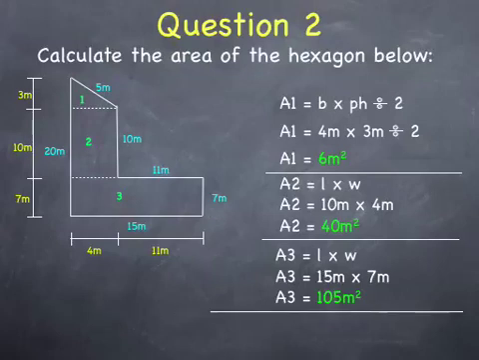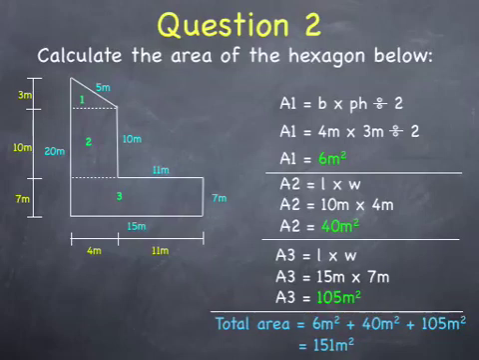Now my total area for the whole shape, I've just got to add all 3 together. And there it is there, 6 square metres plus 40 square metres plus 105 equals 151 square metres.